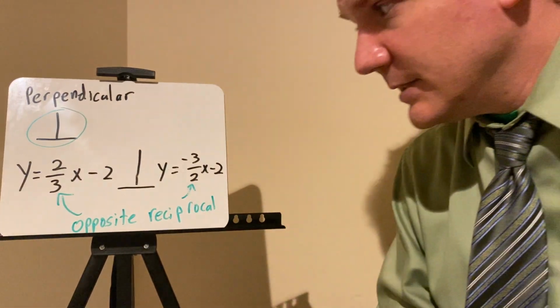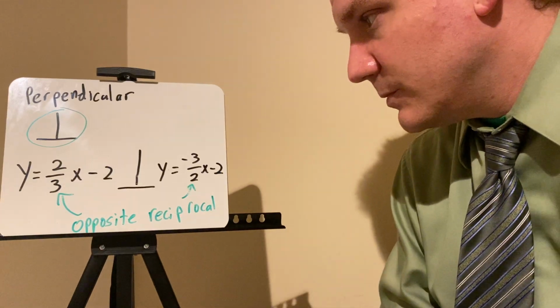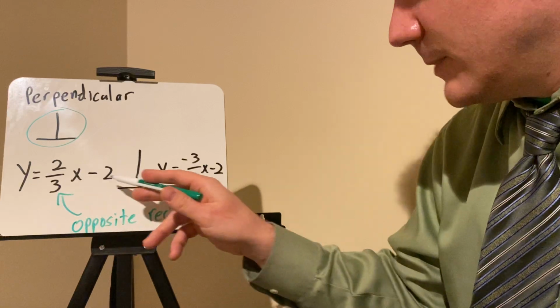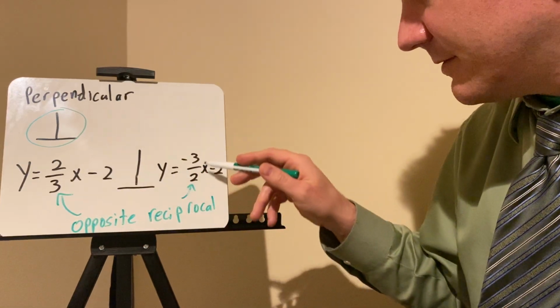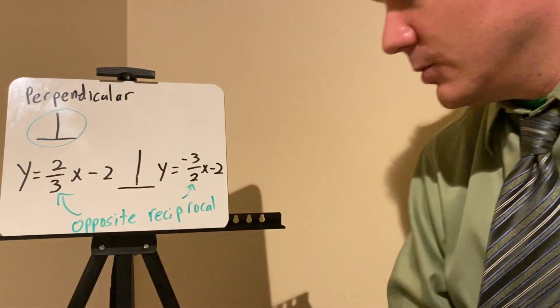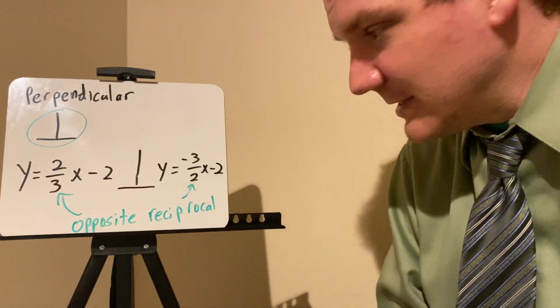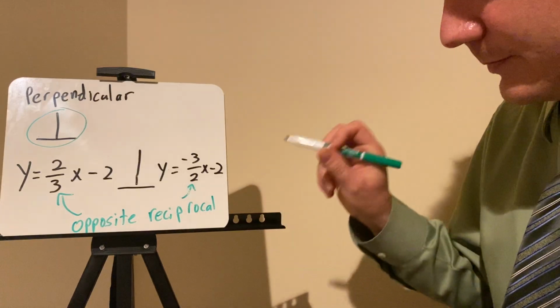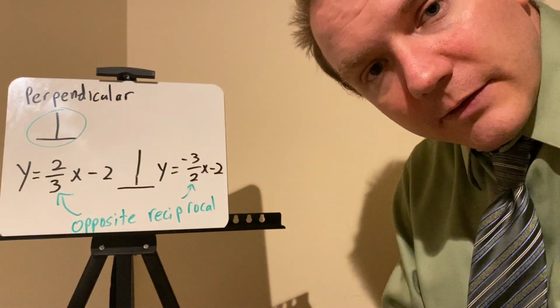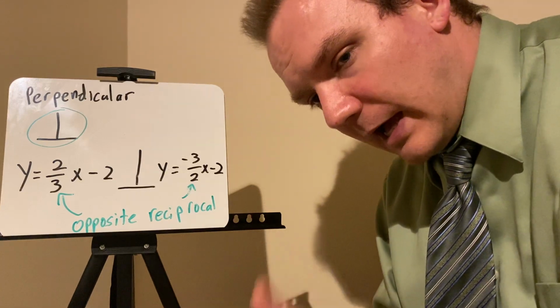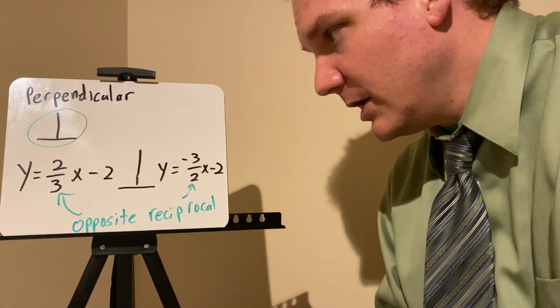Here are two lines written in y equals mx plus b form that are perpendicular: y equals 2/3 x minus 2 and y equals -3/2 x minus 2. The biggest thing to tell that these two lines are perpendicular is that the slope of one is the opposite reciprocal of the other. So if you can figure out the slope of each line, and those slopes are opposite reciprocals, then they are perpendicular.